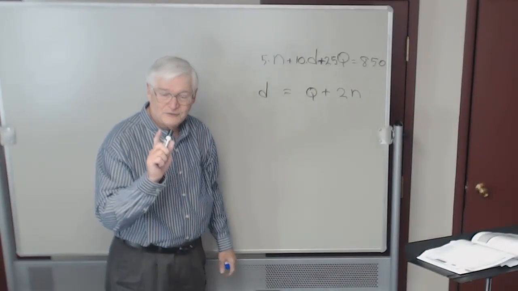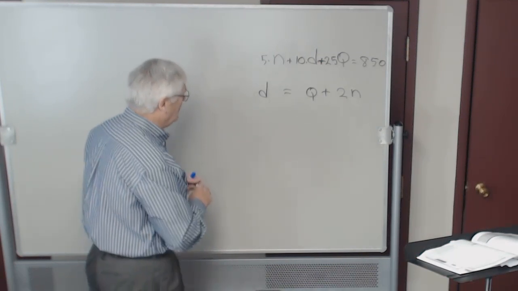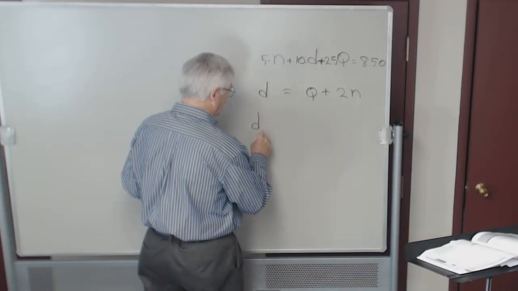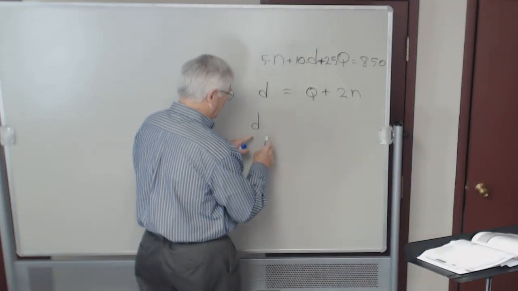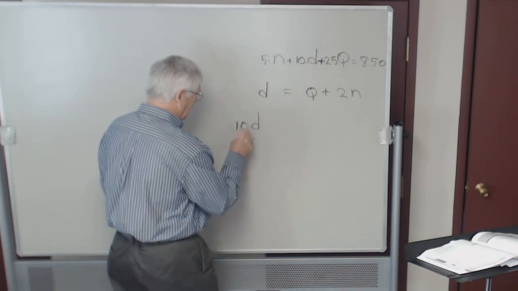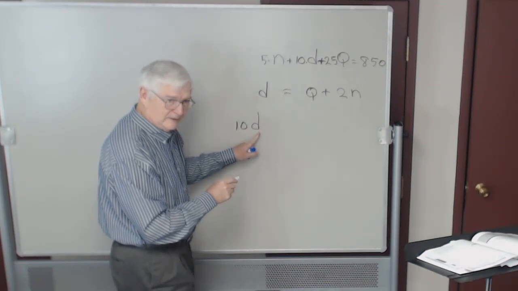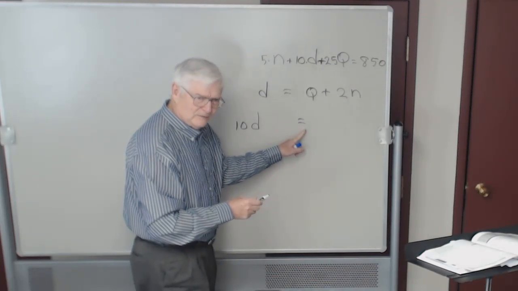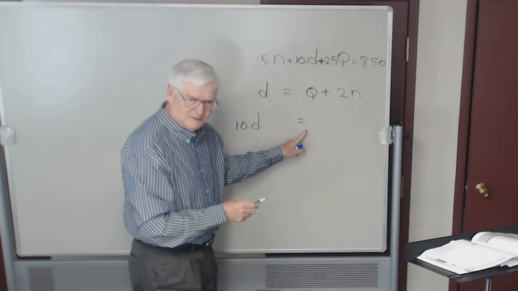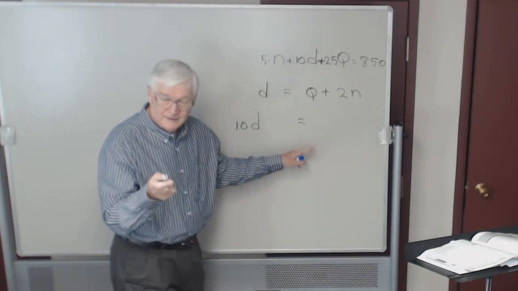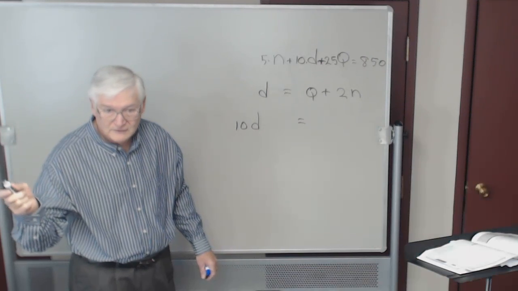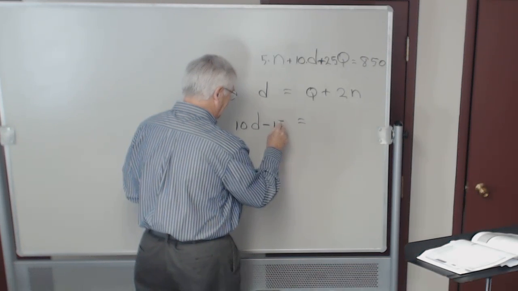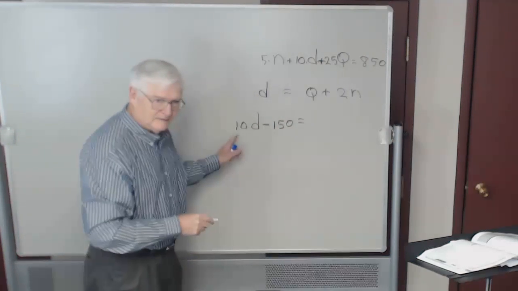Now, what's the next thing it says? The value of the dimes exceeds the combined value of the nickels and the quarters by $1.50. The value of the dimes would be 10 times D, right? And does that equal the value of the quarters and the nickels? No, it exceeds it by $1.50. So if I want this to be equal, I'm going to have to subtract 150 cents.